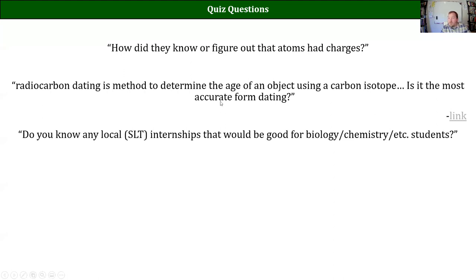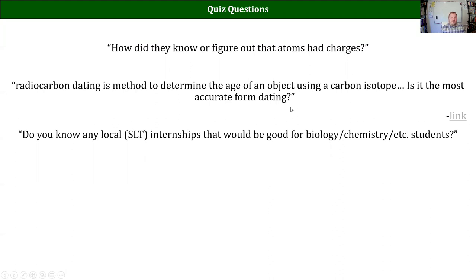So this works pretty well, but it only works to about 50,000 years old. After things are about 50,000 years old, after they've stopped eating for roughly 50,000 years, there's such low levels of carbon 14 left that we can't really accurately date it. We can just say it's older than 50,000 years if there's no carbon 14 left in it, basically. But there are other ways of doing this.